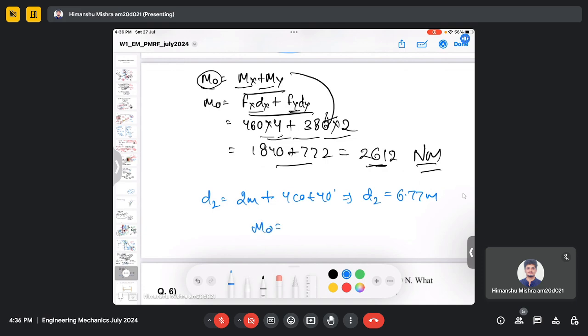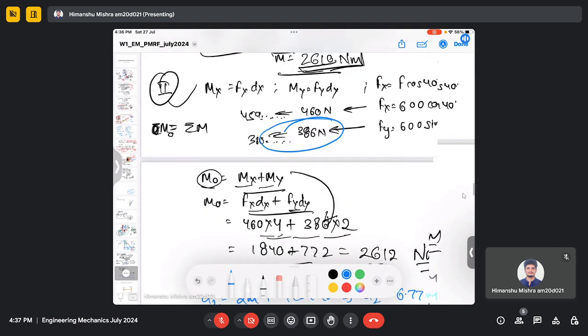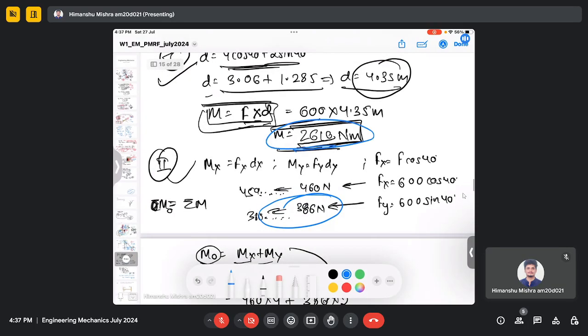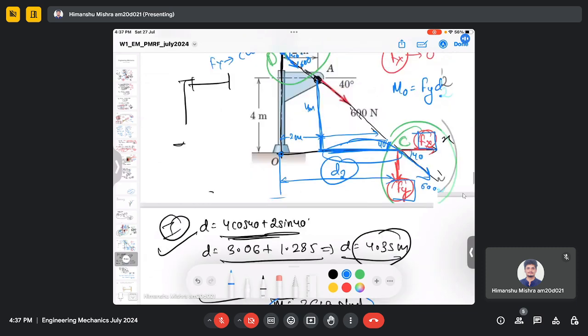So the moment at point O will be 386 multiplied by 6.77, which will give you 2610 Newton meter. Again you get the same moment, 2610 here, and 2610 here, and here also you got 2610. So we used 3 different approaches to arrive at the same moment at point O.